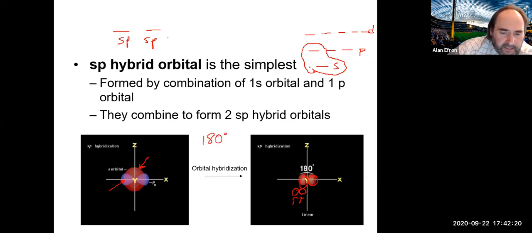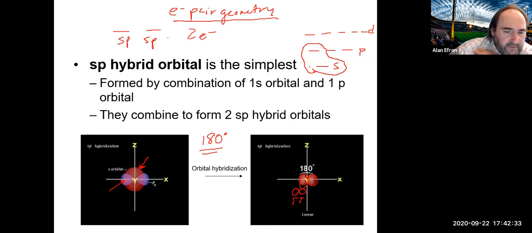Something that relates to hybrid orbitals is, if you remember our electron pair geometry, something with 2 electron pairs, which is basically what we just did here, has an electron pair geometry of linear and a bond angle of 180 degrees. So the electron pair geometry that goes with sp hybridization is linear, and again, it gives you that 180 degree difference between them.